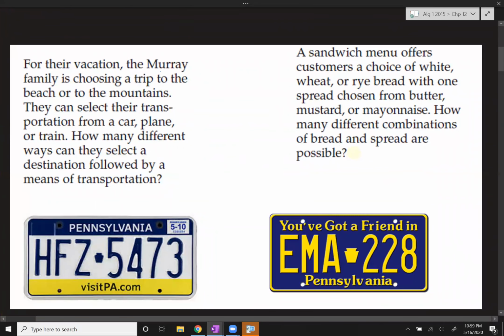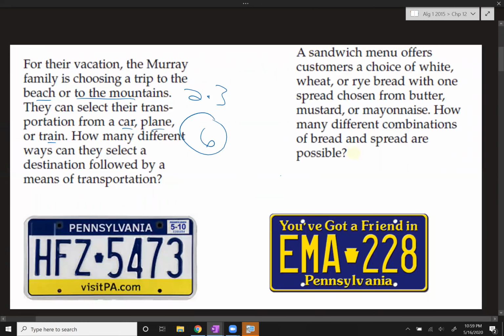All right, so we're going to go on vacation. The Murray family's going. They can choose a trip to the beach or to the mountains, so that's 2. They can choose their transportation to get there, a car, plane, or a train, that's 3. And how many different ways can they select a destination followed by the means of transportation? That's 6. They don't have too many choices to make, not a big deal.